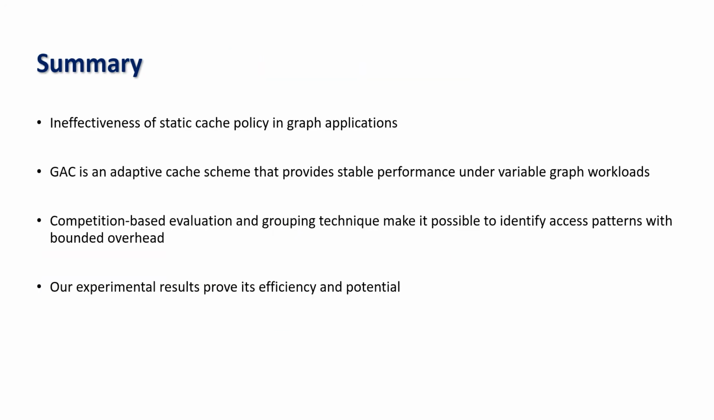In short, existing cache policy reveals its ineffectiveness in graph applications, especially if the cache policy doesn't fit well with data access patterns. That's why we proposed GAG, graph adaptive caching, and it provides stable performance under variable graph workloads. GAG uses competition-based evaluation and grouping technique, and our experimental results prove its efficiency and potential.